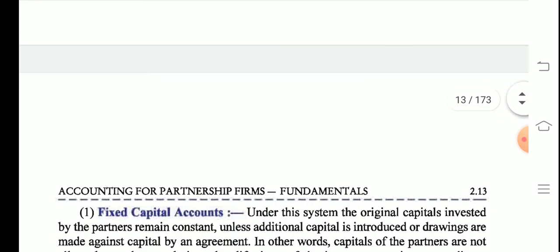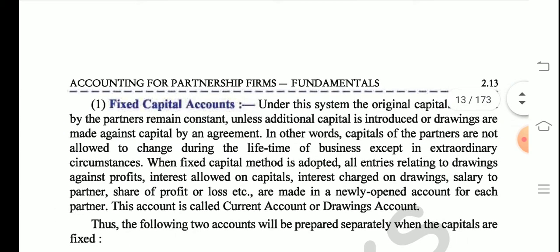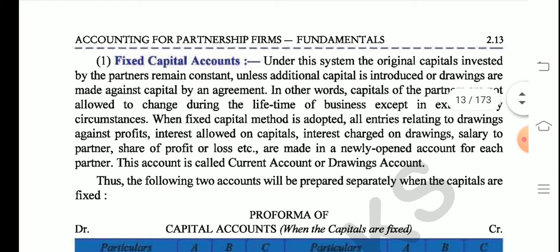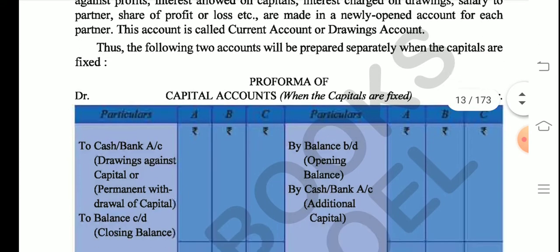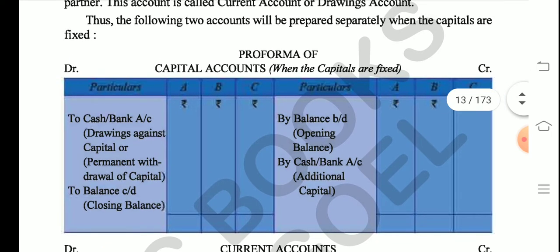So draw a flow chart here. It's mentioned here, if the partners are maintaining fixed capital account, we draw two accounts, that is capital account and current account. So here the format is given to you, capital account and current account. This format is very, very important, because you need this format throughout the partnership unit.